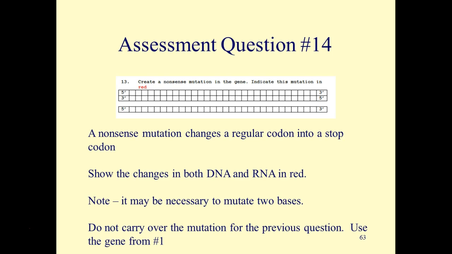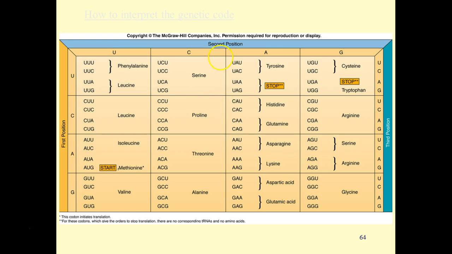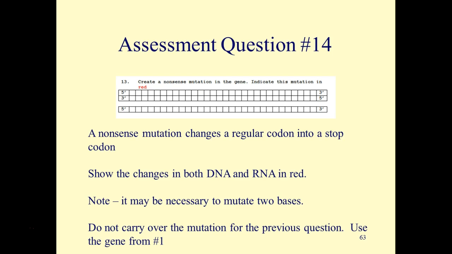Okay. So the nonsense mutation is going to change your regular codon into a stop codon. So you see we've got UAA, UAG, and UGA. So hopefully somewhere in there you had a tryptophan or a tyrosine encoded in the primary sequence of your protein, and hopefully you can just simply change it. But what you are now going to do is show the changes in DNA in red, and then you are going to show the changes in the RNA in red.